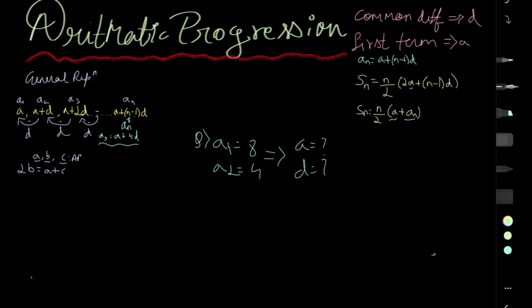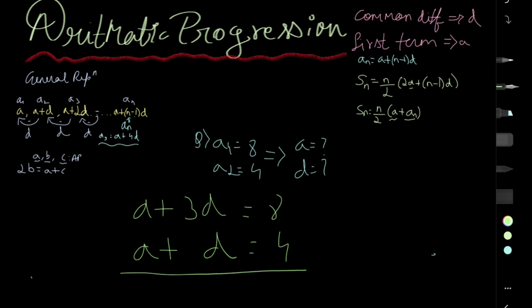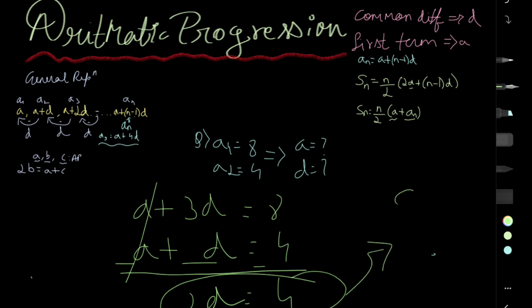Now a4 is a plus 3d, and a2 is a plus d. So a4 is a plus 3d, which they have given as 8, and a2 they have given as 4. Then by solving the simultaneous equations, a 10th standard portion, by the elimination method, a minus a is 0, 3d minus d is 2d, 8 minus 4 is 4. So from this I get d equal to 2. The common difference is 2.